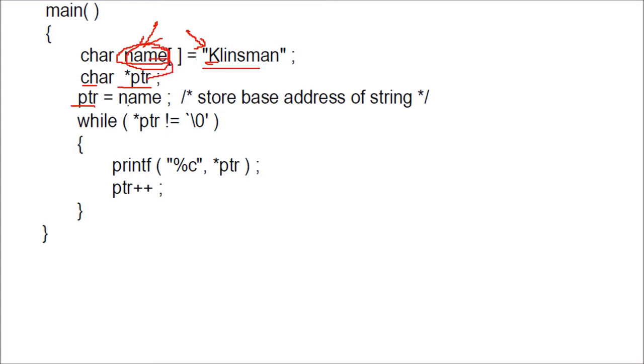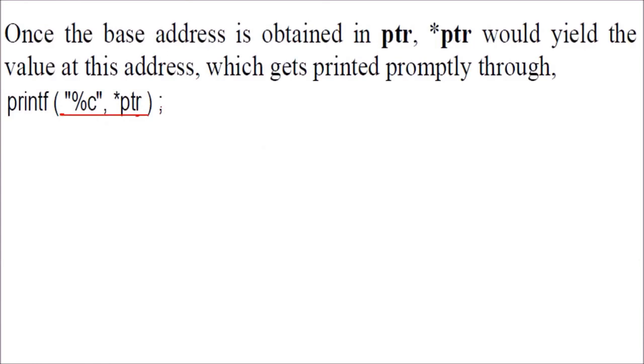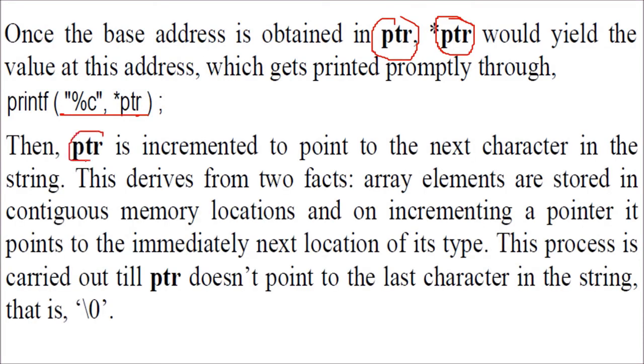So this PTR will have the address of name now. The value at this PTR, till the time it is not equal to \0, we print the value at that pointer and we increase the pointer. This is how it is done. It is a similar way of printing. This is the value at the pointer, this is the address. So this PTR can be incremented, it goes to the next location till \0 is encountered.